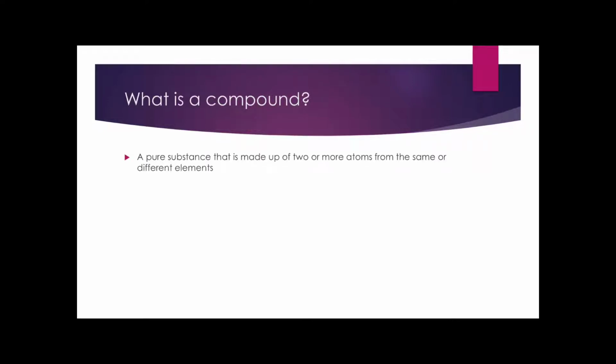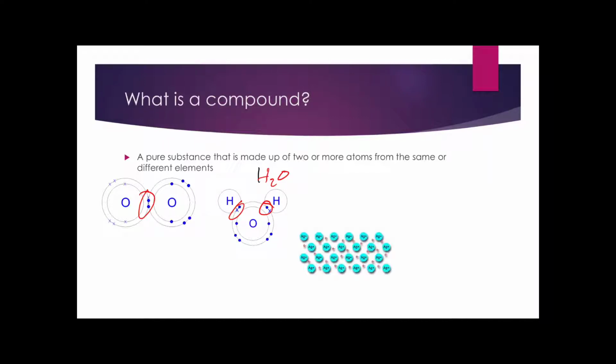A compound is a pure substance that is made of two or more atoms from the same or different elements. We can see here we have two oxygen atoms bonded together, or here we have two hydrogen atoms bonded to an oxygen, also known as H2O. Notice how here there's sharing of electrons. That's going to be important later on.